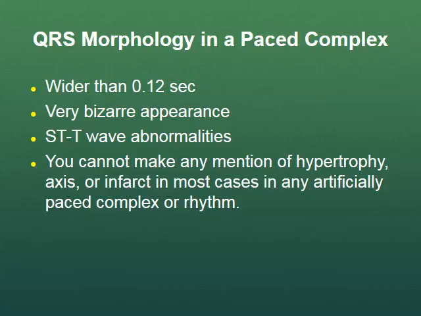So QRS morphology in a paced complex, you're going to have wider than 0.12 seconds, bizarre in appearance, with ST wave abnormalities. You cannot make any mention of hypertrophy, axis, or infarct in most cases in an artificially paced complex or rhythm. And this will make a little more sense as we go on. It's not entirely accurate. You can still identify infarctions to a certain extent with pacemakers. But hypertrophy and axis are going to be thrown off significantly due to that artificial lead.